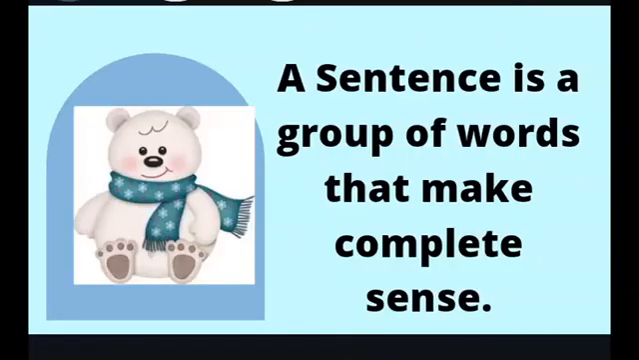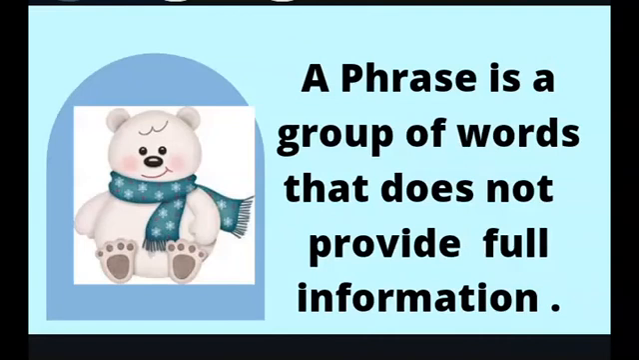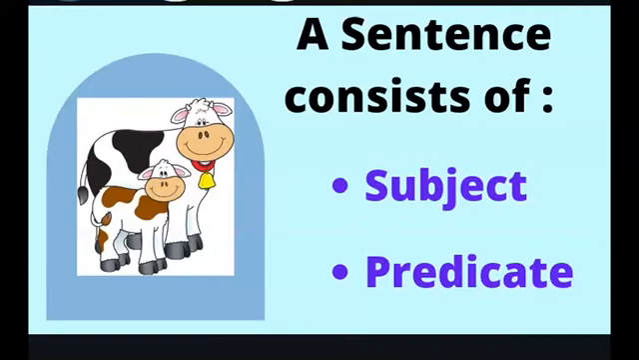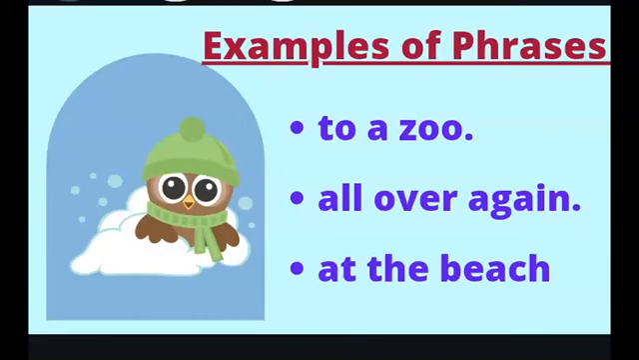So, have you understood? A sentence is a group of words that make complete sense. Whereas a phrase is a group of words that does not provide full information. It is incomplete. A sentence consists of a subject and a predicate. That means it mentions who or what the sentence is referring to, and it also tells what the subject is doing. It tells something about the subject.